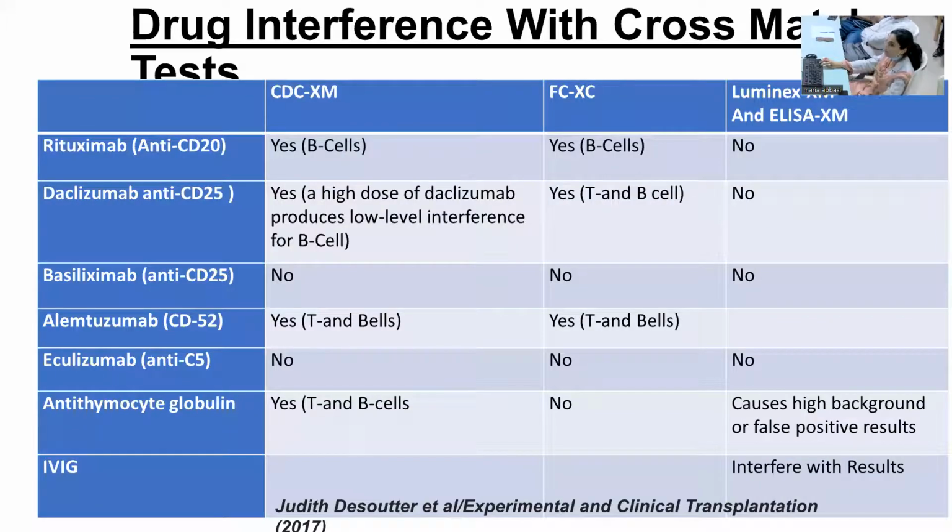These are certain drugs which do affect these cross-match tests. So we expect the clinician to mention if the patient is taking any of these drugs, because they give false positive results, like rituximab, daclizumab, elotuzumab, ATG, and IVIG. They do affect the cross-match results.